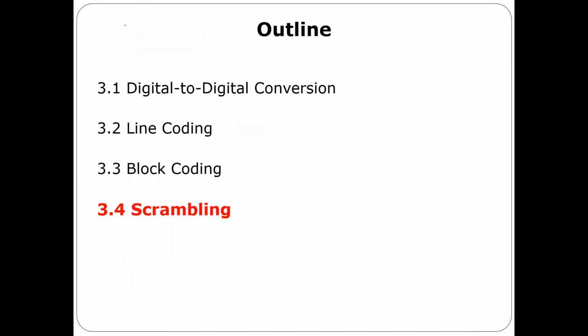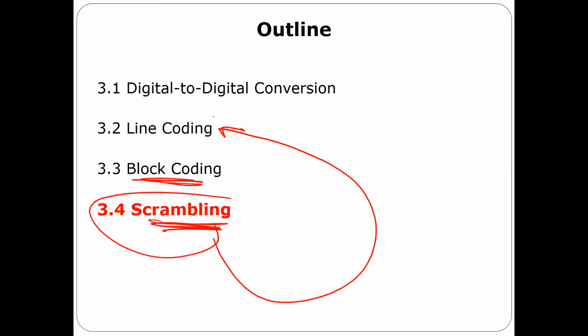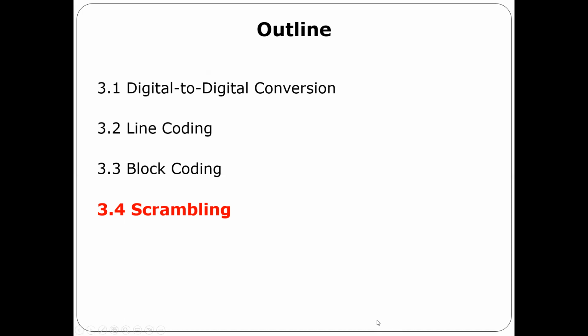So now I'm going to move to the last topic here, scrambling. Again, similar to block coding, we call it scrambling. It's an enhancement to some of the line coding here. Just an enhancement. It's not a new line coding. So similar to this one, this one is actually an enhancement to this one. But what is the difference? Are you going to do something different here than what you did here for enhancement?